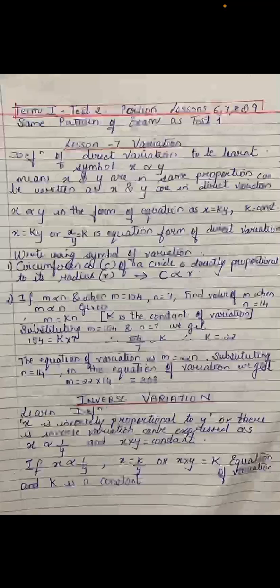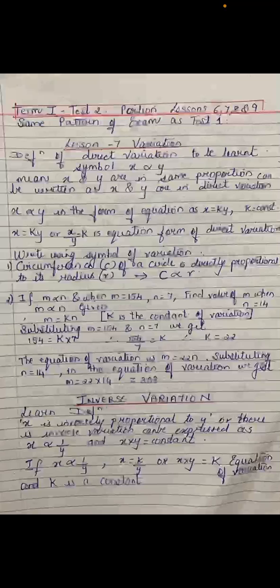Here we should learn the definition of direct variation. Now the symbol x varies directly as y means x and y are in the same proportion and can be written as x and y are in direct variation. X varies directly as y in the form of equation can be written as x is equal to ky and k is equal to constant. X is equal to ky or x upon y equal to k is the equation form of direct variation.